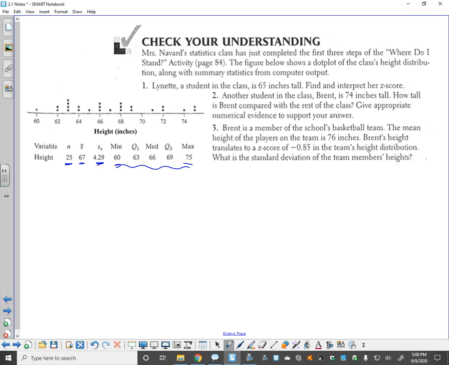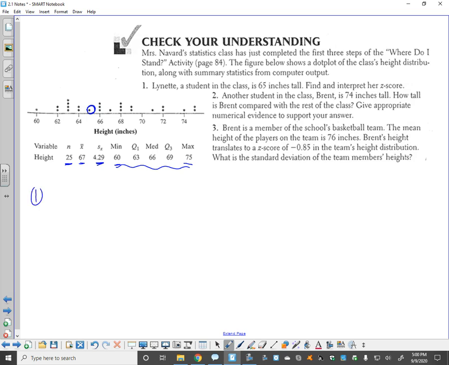Awesome. Lynette, a student in the class, is 65 inches tall. So she is this person right there. Find and interpret her Z-score. Okay, pause. See if you can go answer all 3 of these. Then unpause it and check your work.